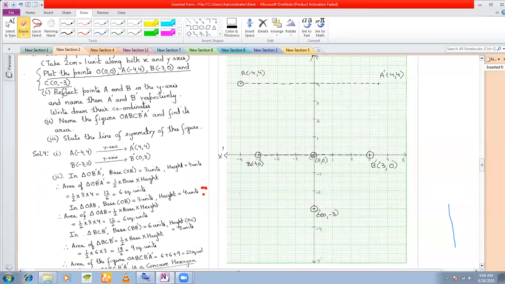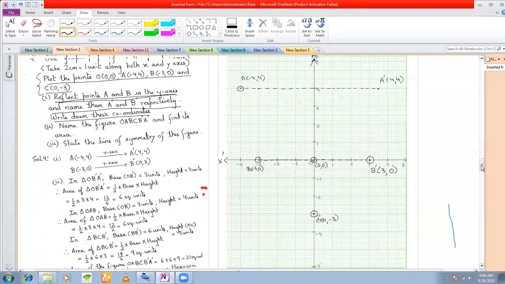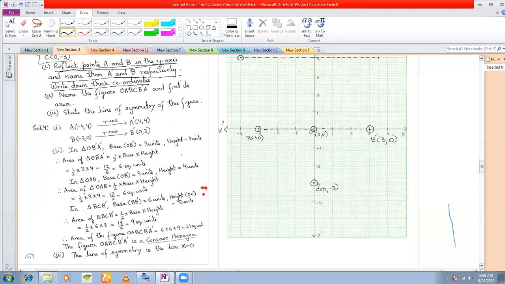Next is reflect A and B in the y-axis. This question is done, and you will write the coordinates. The question states: reflect points A and B in the y-axis and name them A dashed and B dashed respectively. Write down their coordinates. Coordinates I have written here. A dashed is (4, 4) and B dashed is (3, 0) under reflection in the y-axis. Now let us see the next part of the question.